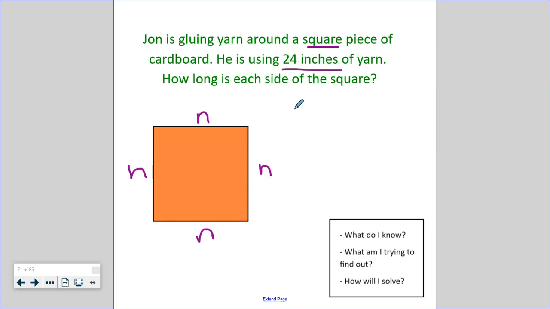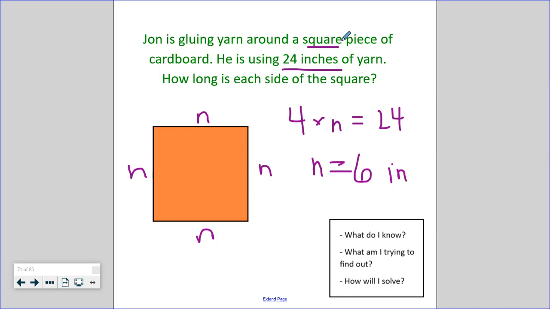Okay, so we know the whole, we're trying to figure out the parts. So 4 times whatever this is, n, is going to equal 24. Well, 4 times what makes 24? Think through your facts. It's 6, right? 4 times 6 equals 24. So that means that each side is going to be 6 inches long because 6 plus 6 plus 6 plus 6 equals 24.